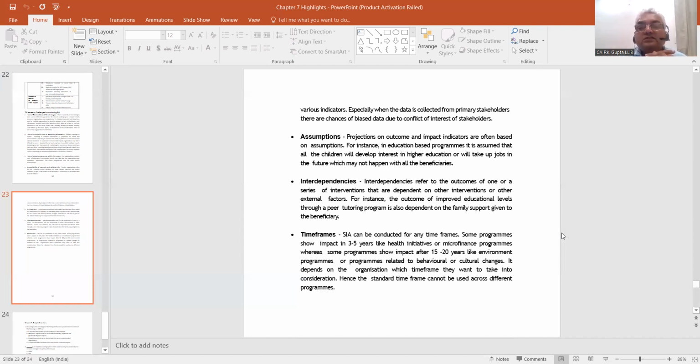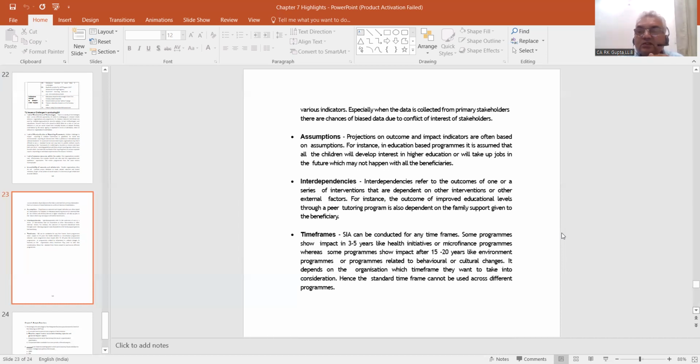Then interdependencies. Interdependencies refer to the outcome of one or a series of interventions that are dependent on other interventions or other external factors. For instance, the outcome of improved educational levels through a peer tutoring program is also dependent on the family support given to the beneficiary.